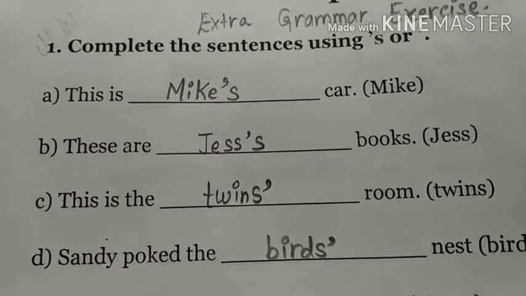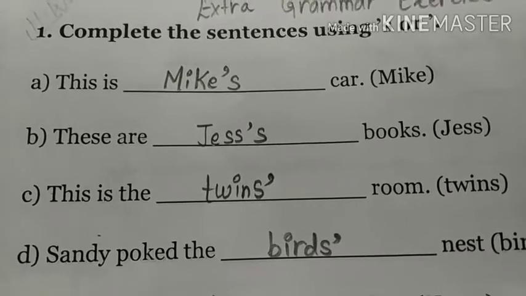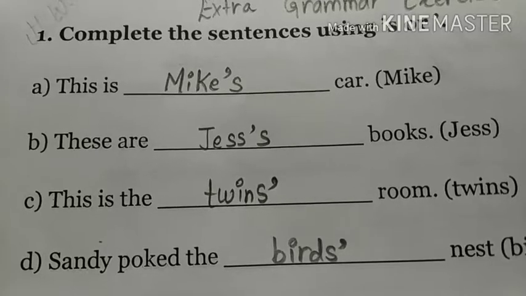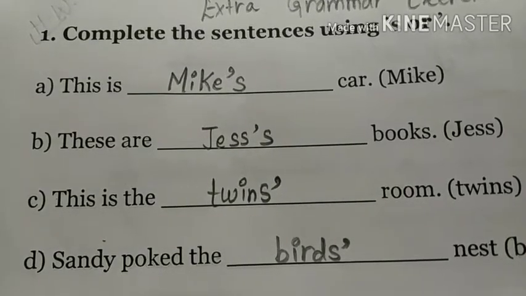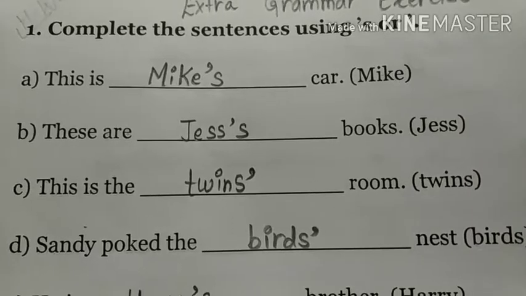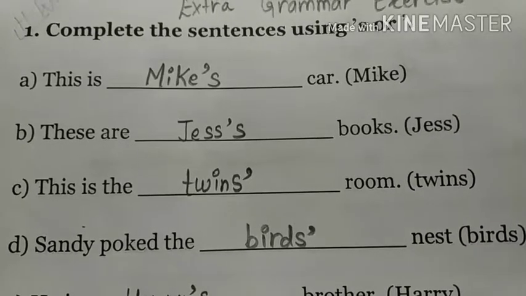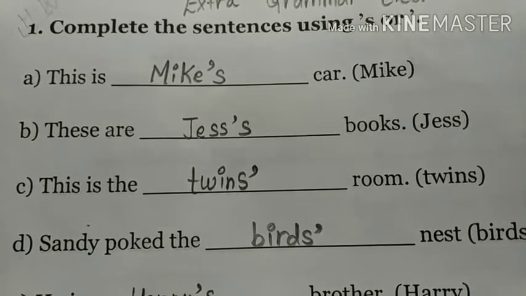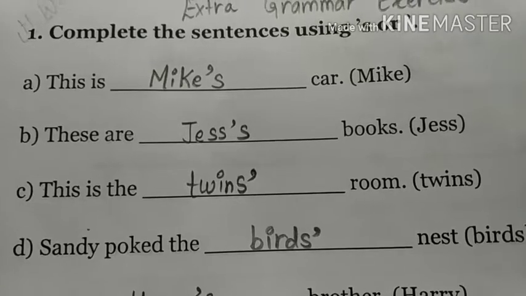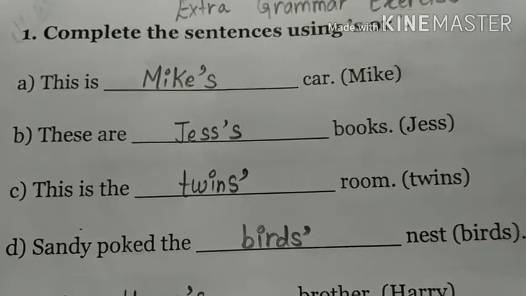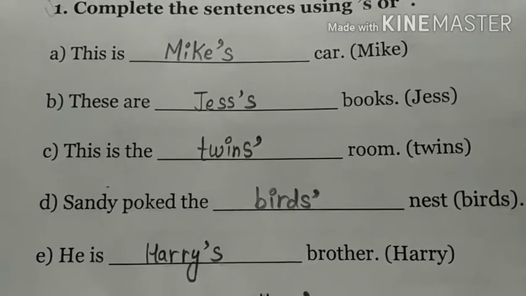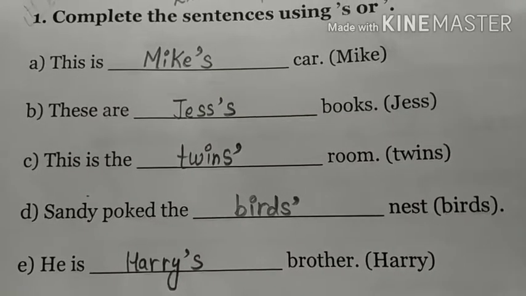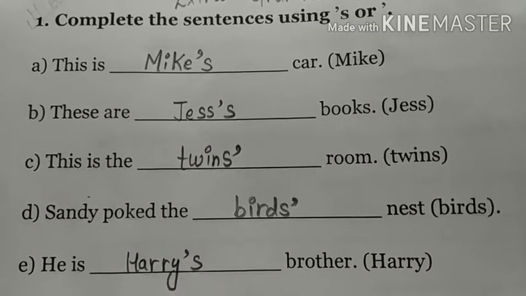So here is the first answer. This is Mike's car. We will put apostrophe after E and then we will write S. Then these are Jess's books. Jess apostrophe S, Jess's books. Then come to C. This is the twins' room. We will put apostrophe after S.